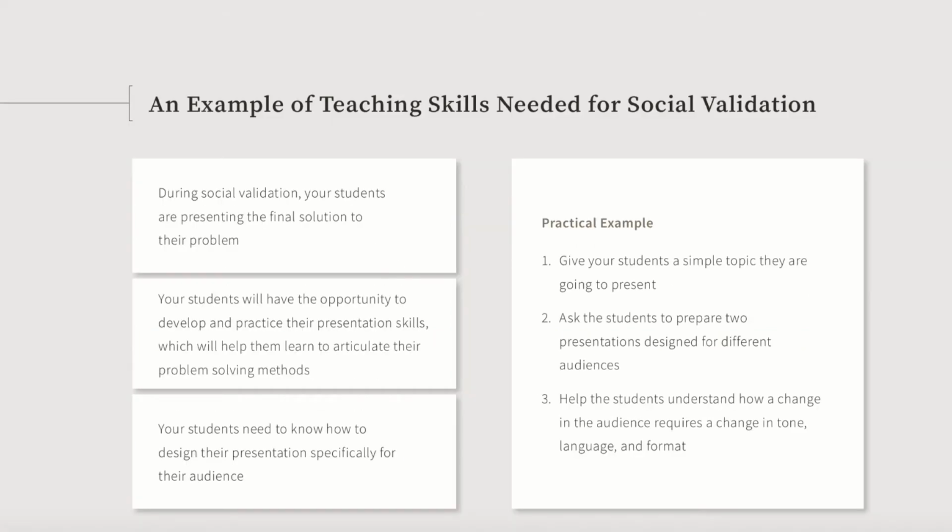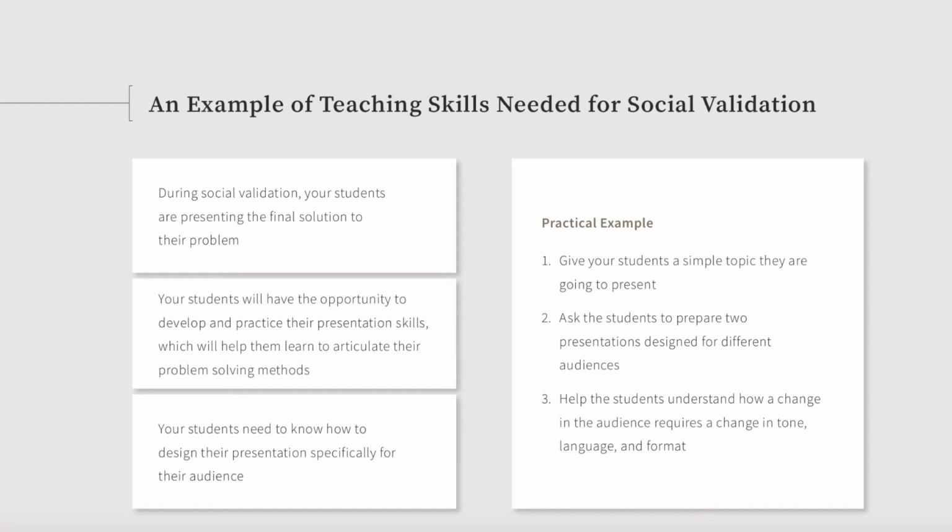During social validation, your students are presenting the final solution to their problem. So, your students will need to have strong presentation skills so they can articulate their solutions. Teach your students basic presentation skills like eye contact, voice inflection, not fidgeting, and so on. Just as important as presentation skills, your students need to know how to design their presentations specifically for their audience.